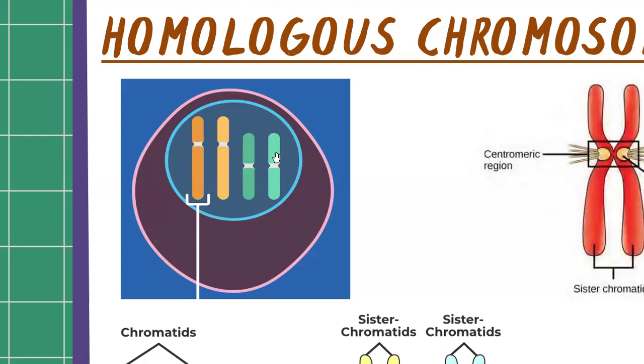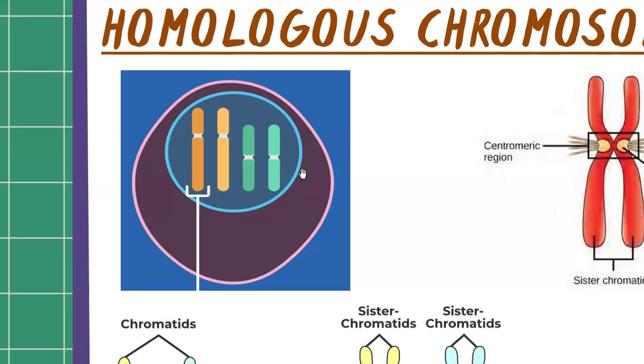This is a cell having the homologous chromosome number. For example, 46 chromosomes are there. In a diploid cell, there are 46 chromosomes and 23 homologous pairs of chromosomes. Are you getting it? That means 23 chromosomes from one parent and the other 23 chromosomes from the other parent, right? These two chromosomes will meet and form a homologous pair of chromosomes.